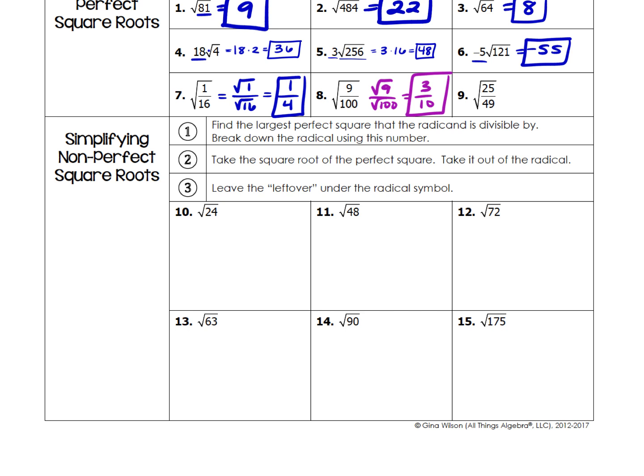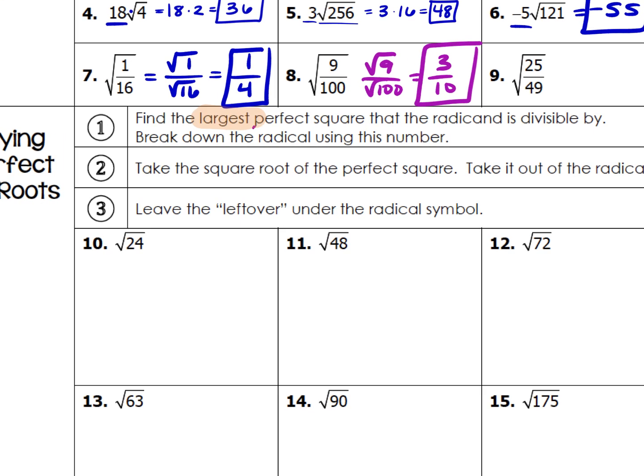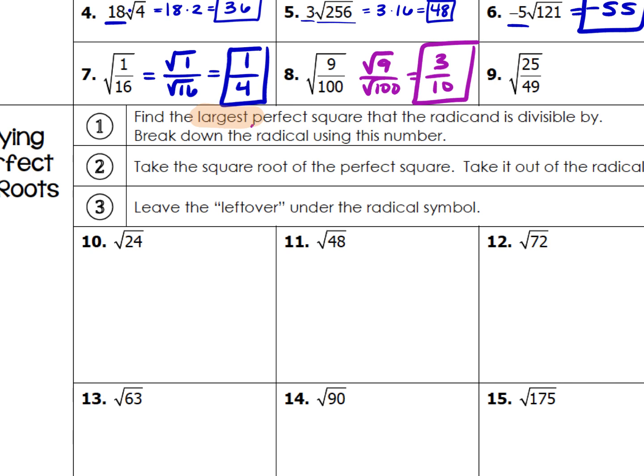My biggest encouragement to you is that you make sure that you do this word, okay? Find the largest perfect square that your radicand, your number under the radical, is divisible by. If you don't find the largest one, it's not wrong, but you just have a lot more work to do to get to a final answer. Okay, so if you start with the biggest number that it can be divided by, you're in really good shape.